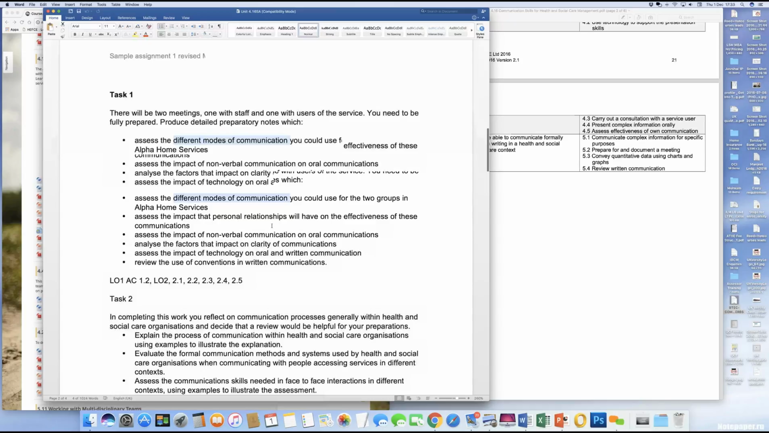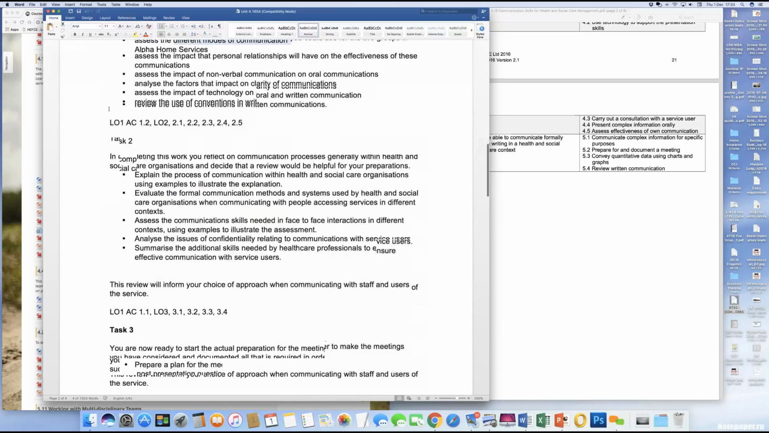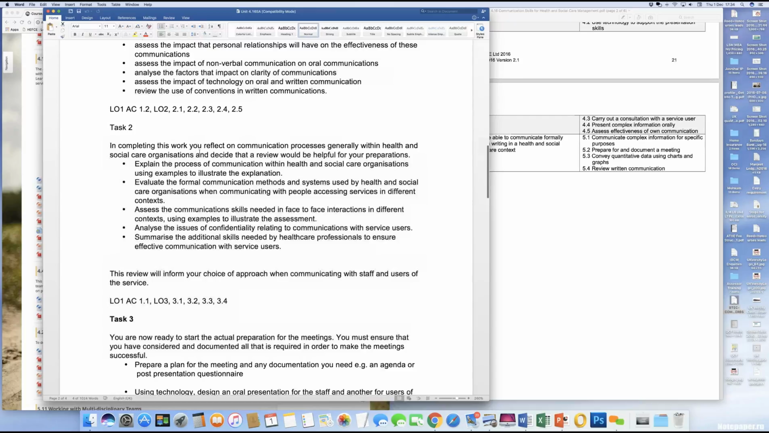Let's look at maybe another task. In task 2, it says, in completing this work, you reflect on communication processes, journey within health and social organizations, and decide that a review will be helpful for your preparation. If you ask me honestly, if I read this, I am looking at reading this bit particularly first. So what this task is going to ask me to do is review, and what is this asking me to review?